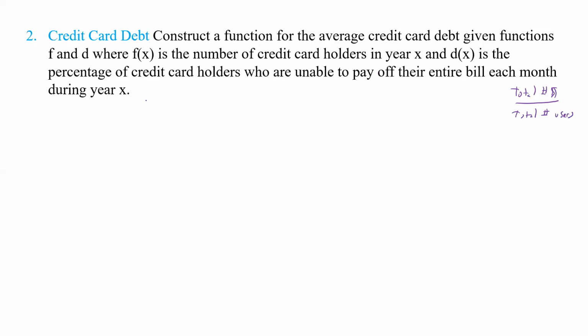And then d of x is the percentage of credit card users or holders who are unable to pay off their entire bill each month during year x. Well, we know to get the average credit card debt, we need the total number of dollars divided by the total number of users to get the average. And they're giving us some percentage of credit card holders who are unable to pay off their entire bill each month. Okay, so do we have what we need here to get that average? No. And so basically, they cannot be combined.